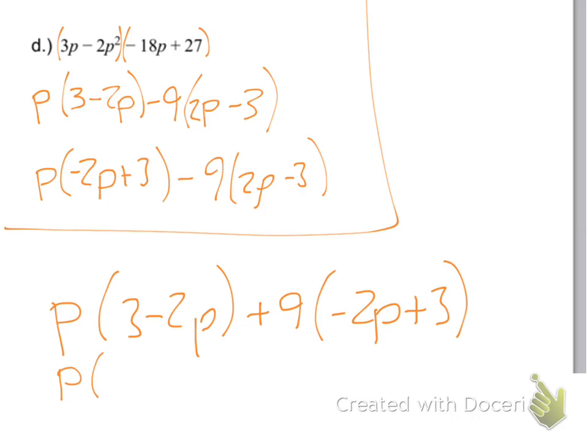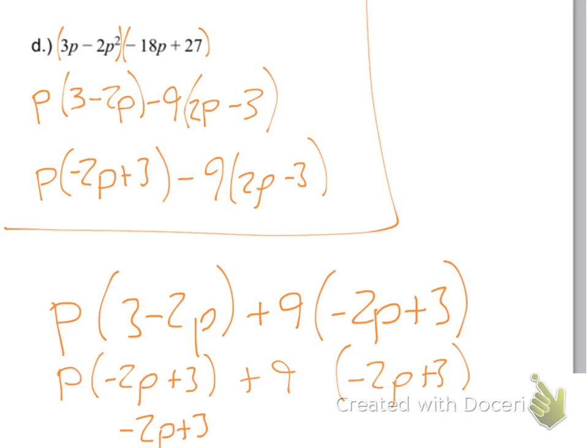So you should be okay with negative 2p plus 3 when I switch those around, which would now match those ones, right? So if I take those out, I get negative 2p plus 3 times what? P plus 9, and there's your answer.